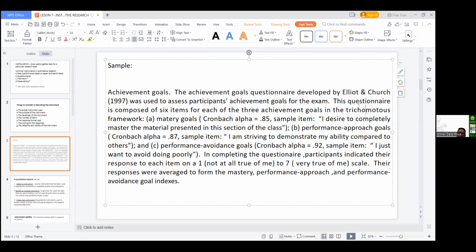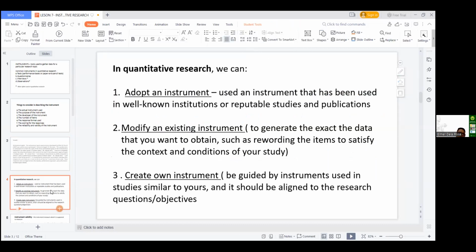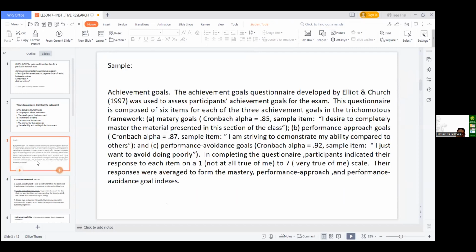Now, sa qualitative research, tatlo lang naman ang pwedeng kwento niyan. Una, it's either you are adapting an instrument in which you use the instrument as is because this instrument has been used in well-known institutions or reputable studies and publications. The first example that I used is simply an adaptation as is. Ginamit na daw ito ni Elliott and Church, so yun din ang ginamit niya.